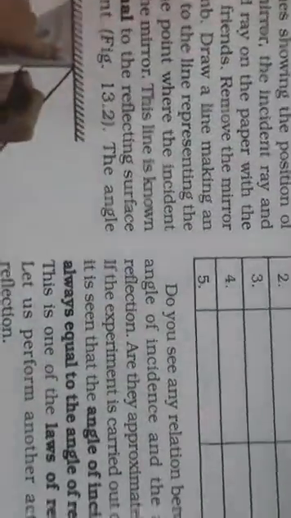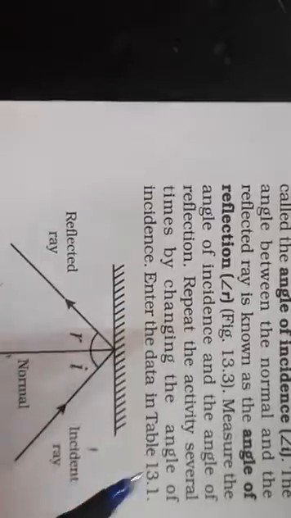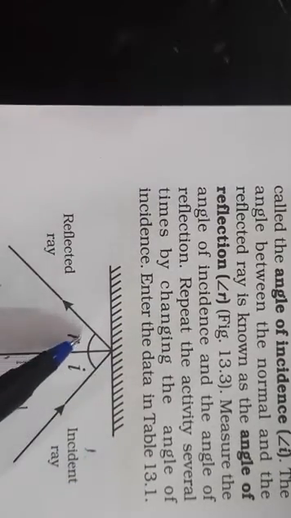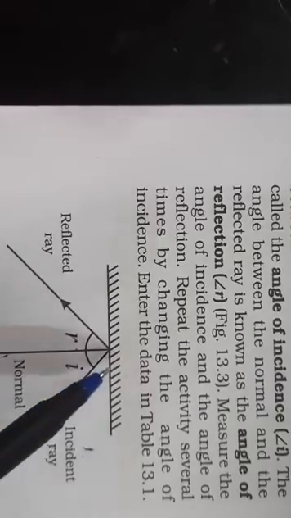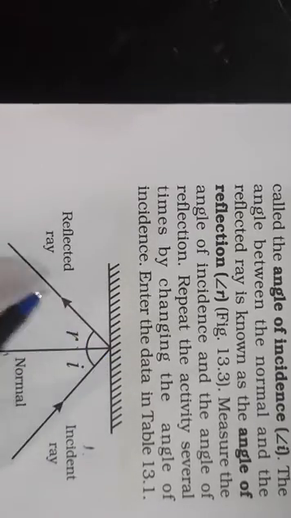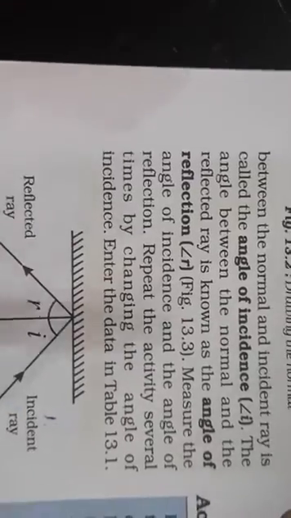Clear, children? What is the first law of reflection? The angle of incidence is always equal to the angle of reflection. And the second law is that the incident ray, the normal and the reflected ray all lie in the same plane.